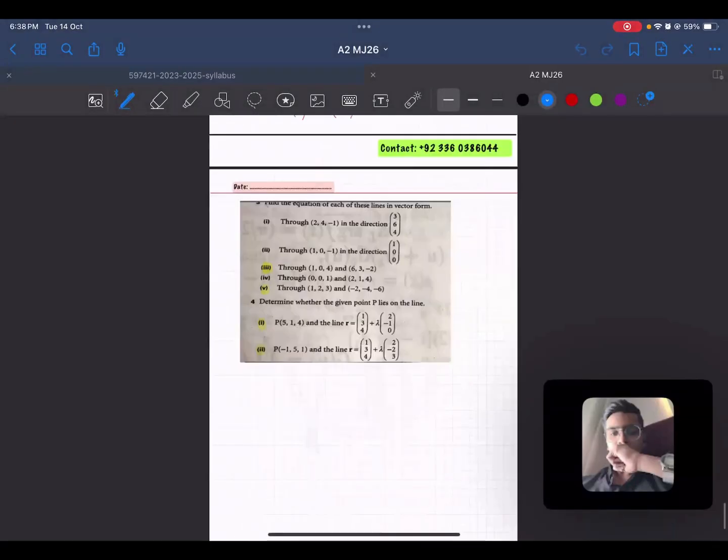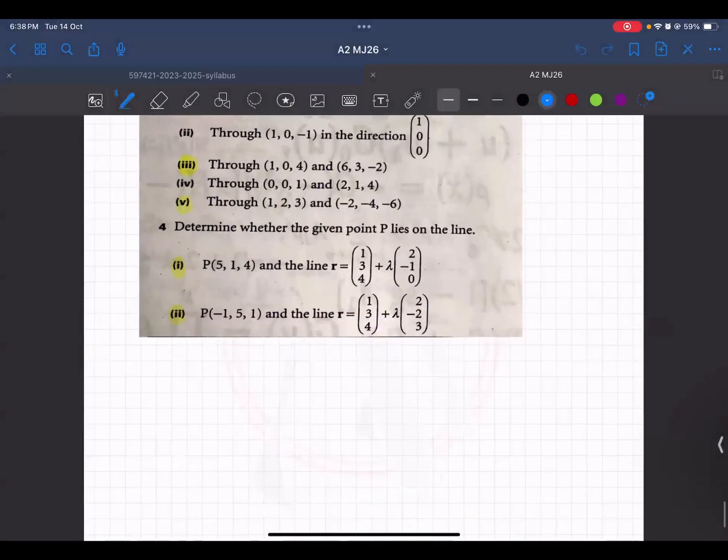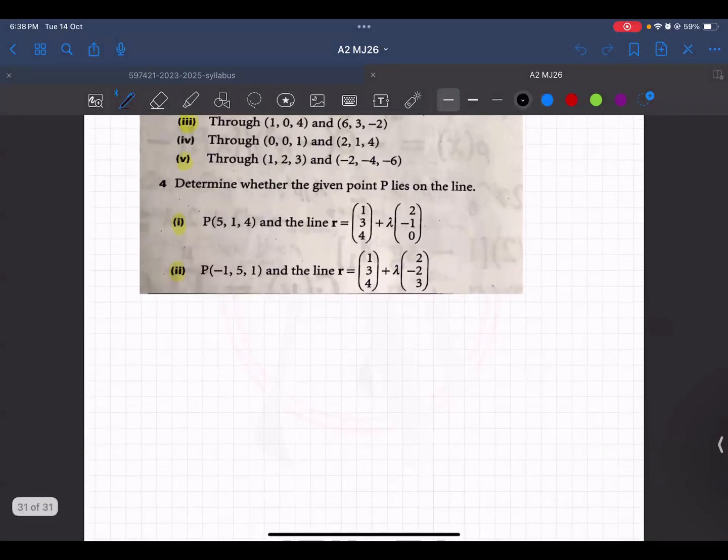Okay. So the last thing we found the equation of a 3D line, and I told you about the direction vector. The general form of the equation of a 3D line is this: r equals the position vector on the line plus the parameter multiplied by the direction vector of the line. This is the general equation of a 3D line.